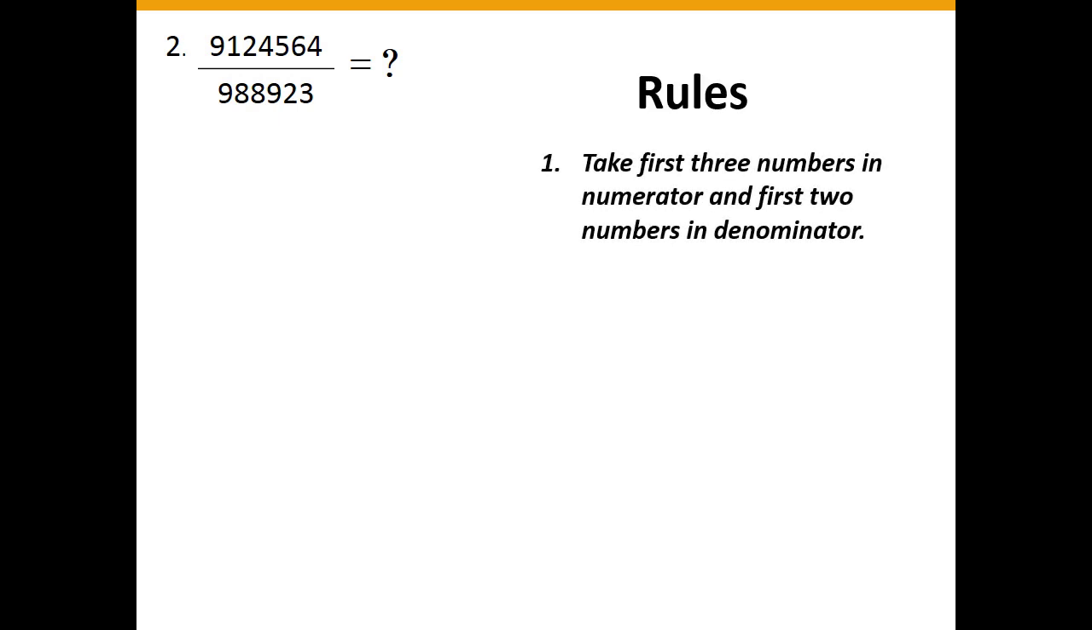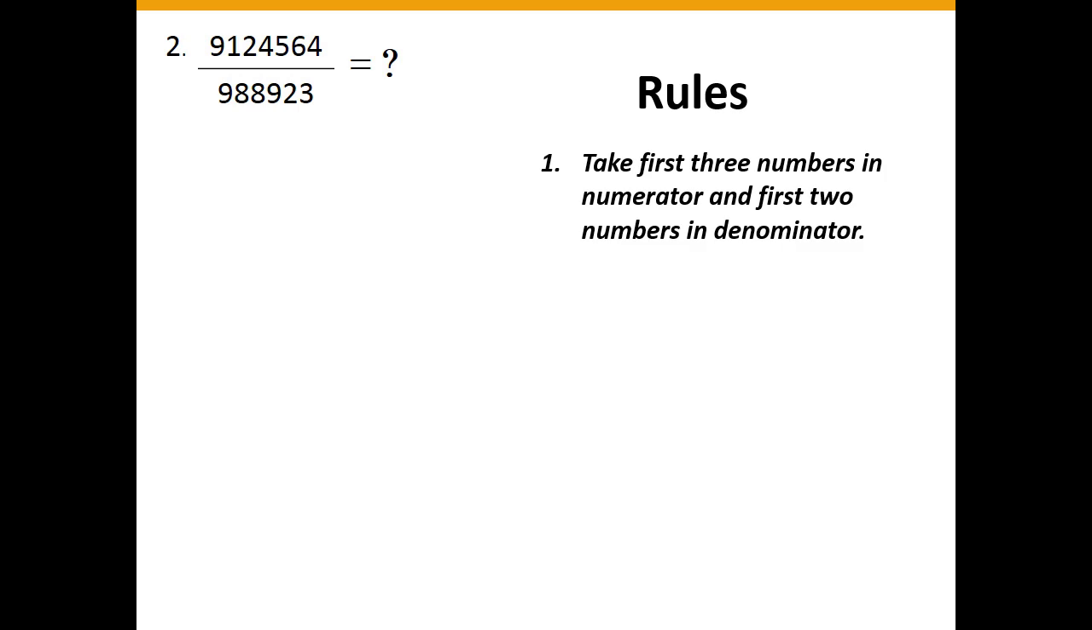9,1,2,4,5,6,4 by 9,8,8,9,2,3 equals question mark. Okay friends, this is the question. Now with the trick we are going to answer the question in 5 to 6 seconds. Okay, then see the rules. Rule one: take first 3 numbers in numerator and first 2 numbers in denominator.